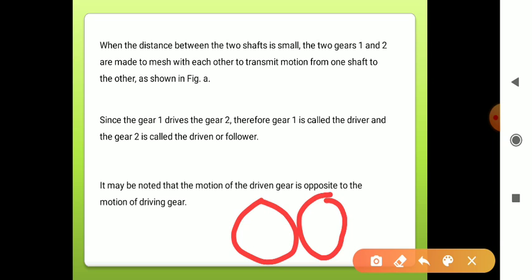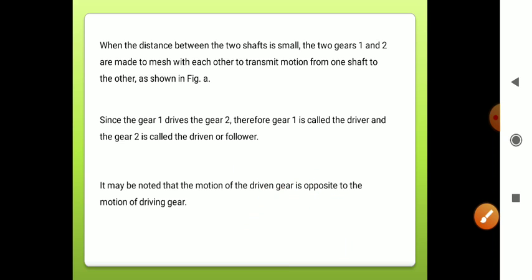Okay, so motion: suppose the driver rotates in clockwise direction, then the driven must rotate in anti-clockwise direction. That means the motion of the driver and driven will be different, or opposite.